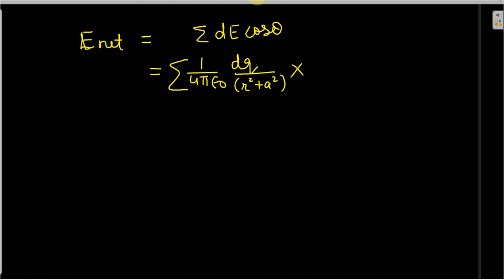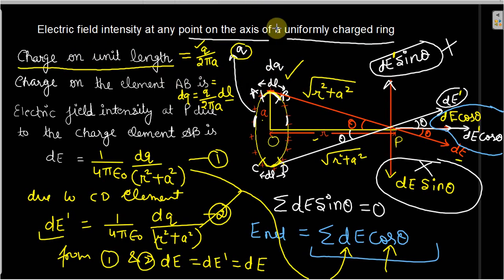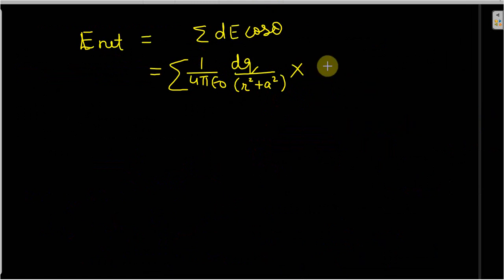So what will be cos theta? If you see the previous diagram, you can find the value of cos theta from here. Base by hypotenuse. So we'll substitute this value. Base is your r, and hypotenuse is r square plus a square under root. Under root you can write 1 by 2. Now we have to solve this one.